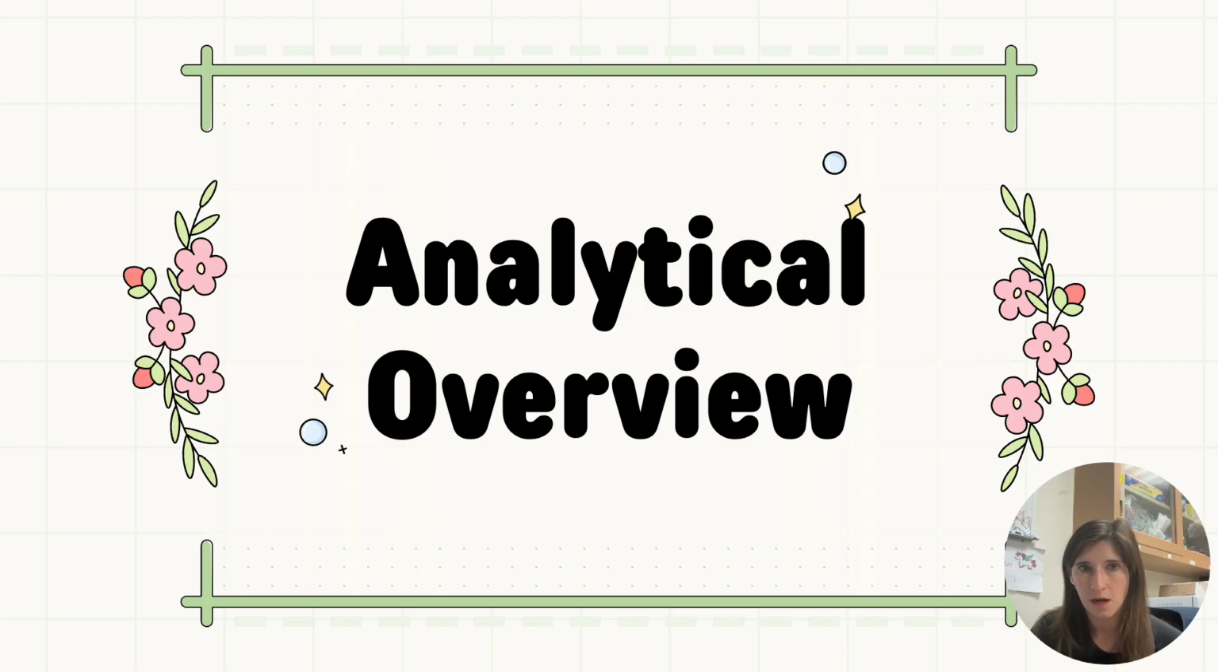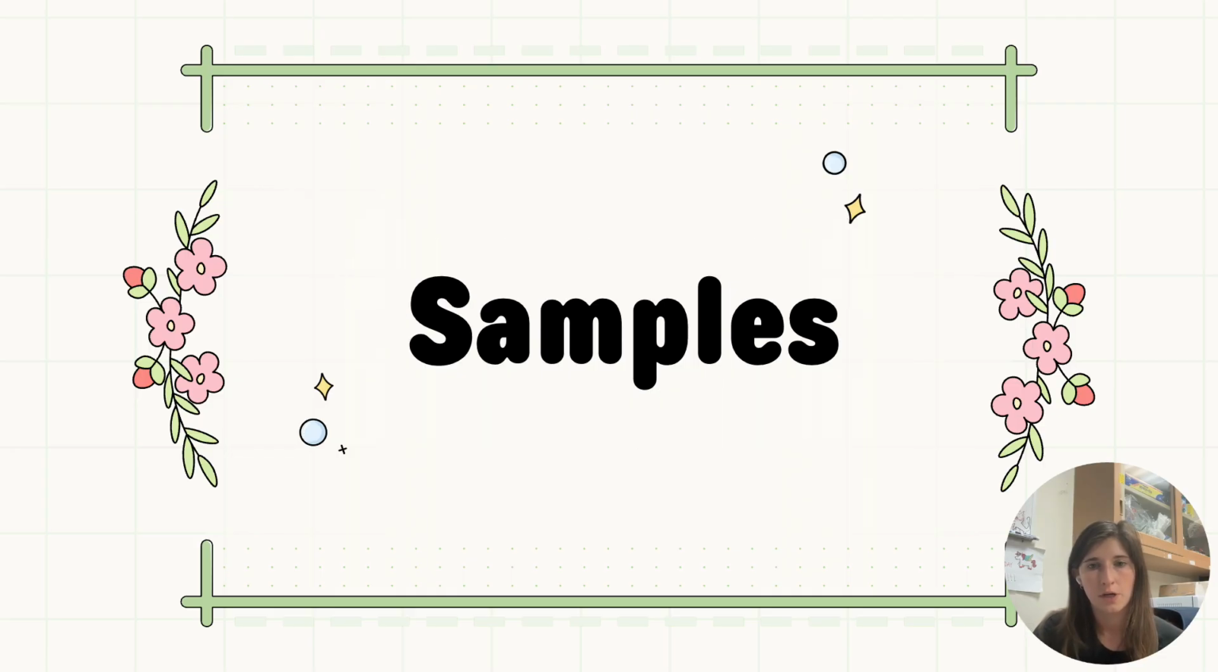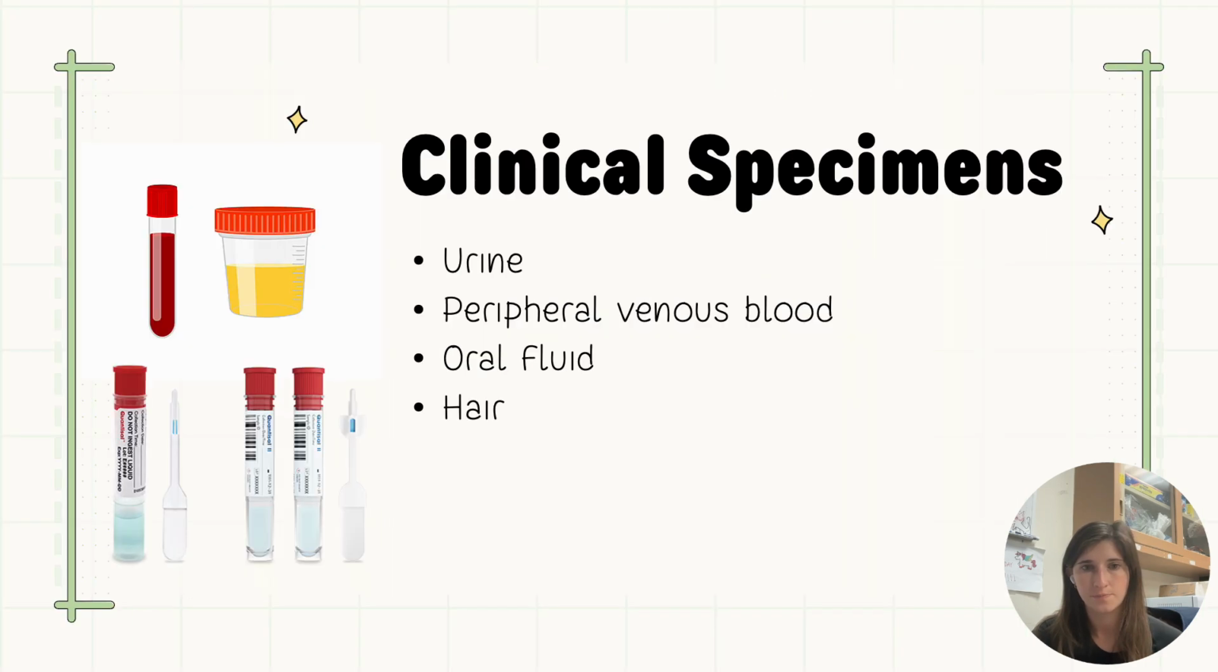So that's carbon monoxide. We're now going to switch gears a little bit and talk about analytical analysis. So this is an analytical overview. We're going to start with different types of samples that you might encounter.